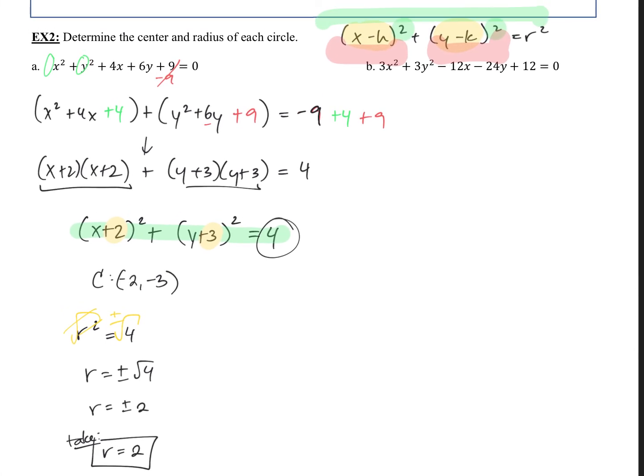Okay, just one more problem. Let me just go ahead and erase a little bit to make room. Let's see, that was what? Plus 9 plus 4? Okay.